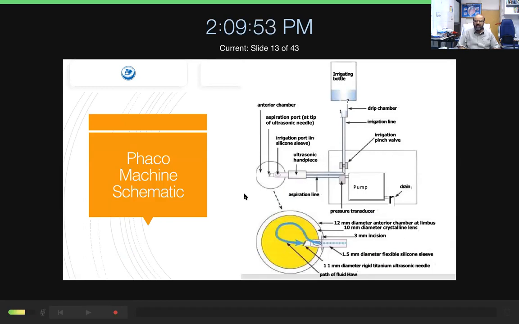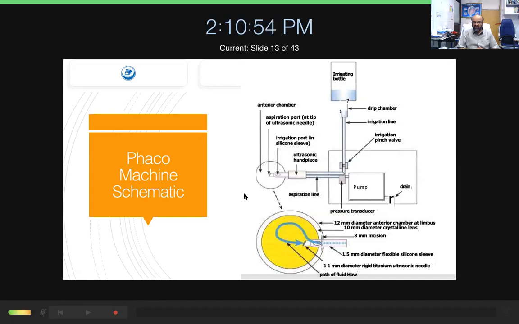This is a schematic diagram of the Phaco machine itself. See, there is an irrigation line, and the drip chamber is full so that there is no air. Then there is an irrigation pinch valve, and there is a pump in the console of the machine which generates vacuum. And this irrigation line, combined with an aspiration line, goes into the Phaco handpiece. The irrigation line goes into the Phaco sleeve actually, which is of silicone material with two holes 180 degrees apart for the irrigation fluid into the anterior chamber, and the aspiration line is through the aspiration port right in the ultrasonic Phaco needle. So this is a rough picture.